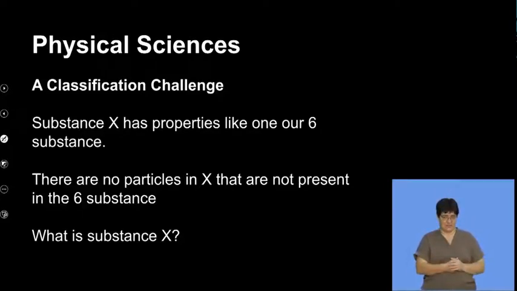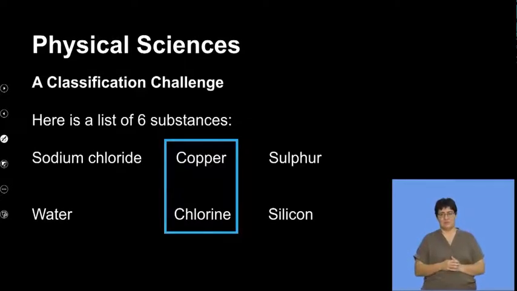There are also no particles in X that are not present in the 6 substances. What does that tell us? It tells us that all these 6 substances that are given as possible options of what X could be actually consist of particles. Now, our task is to establish the identity of substance X. Substance X could be a combination of more than one of the 6 substances given. If you come to think of it, copper and chlorine, if they react together, can form a substance.